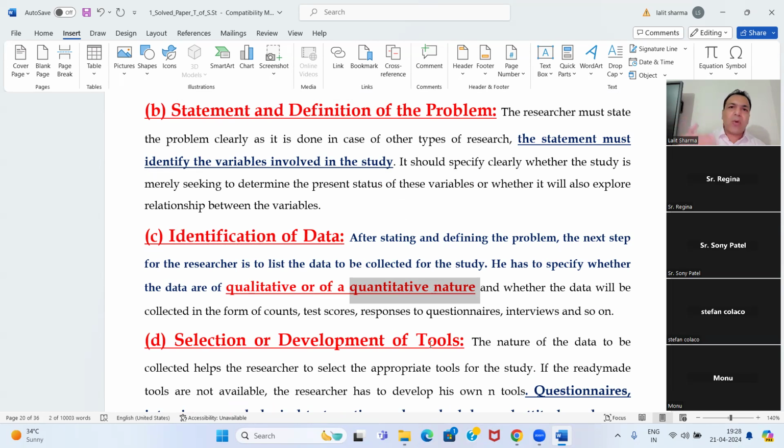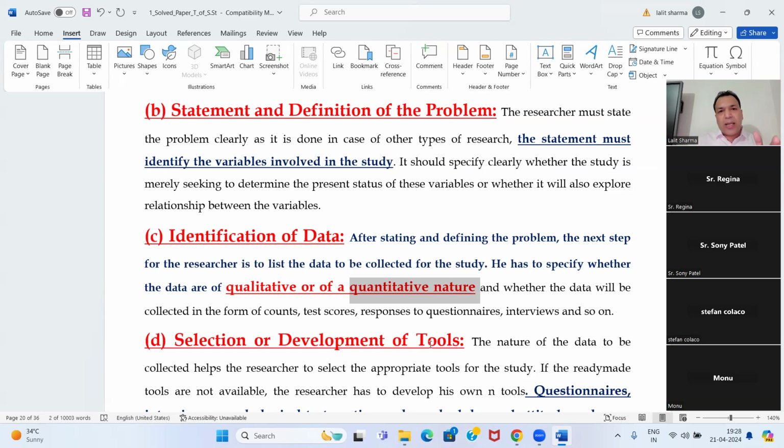So this is quantitative, you will get it. You have one questionnaire, and suppose the questionnaire is of 100 marks. If the student has taken 90 marks or 80 marks, naturally you will say that the student has knowledge of ICT. So this is numerical data, which comes under the quantitative nature.